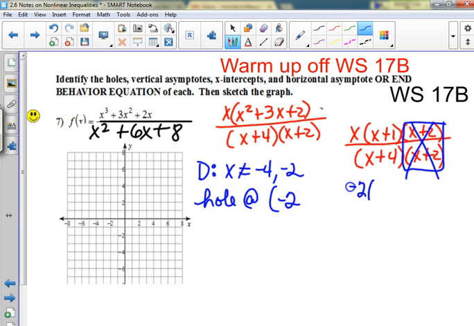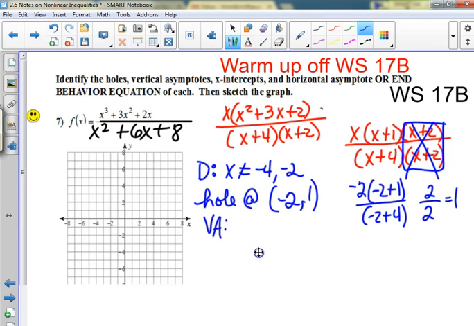Okay, -2 times -2 plus 1 over -2 plus 4 would be -1 times -2 would be 2 over 2. Did I do that right, guys? So the hole is at -2, 1. Where is there a vertical asymptote? And only at -4, right? There was a hole at -2, not a vertical asymptote. Everybody's okay with that? And it has to be an equation, right?